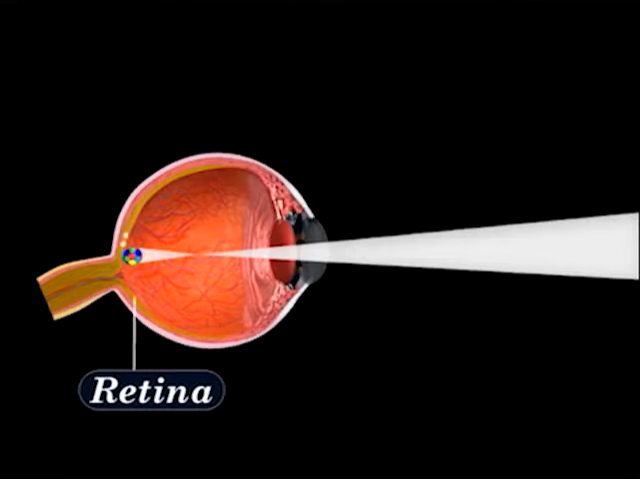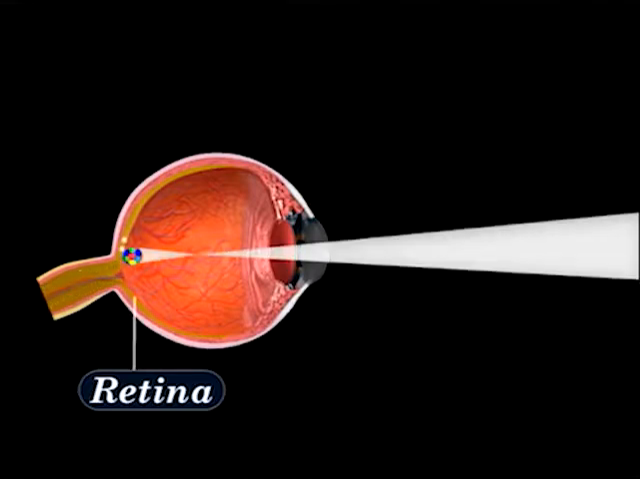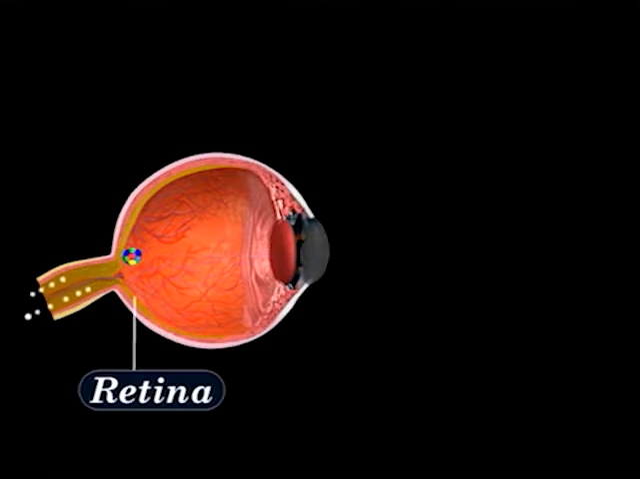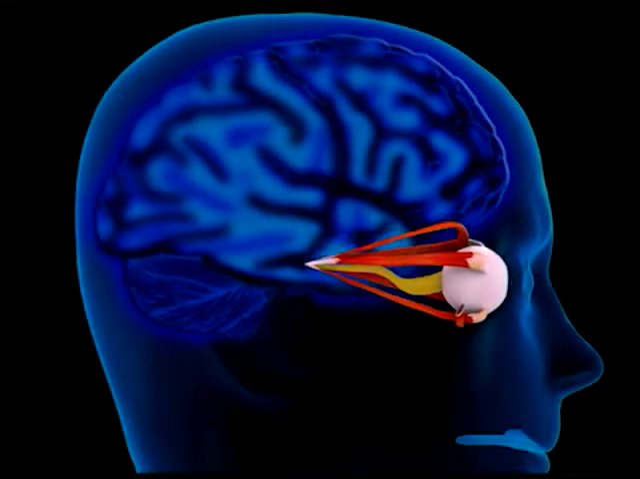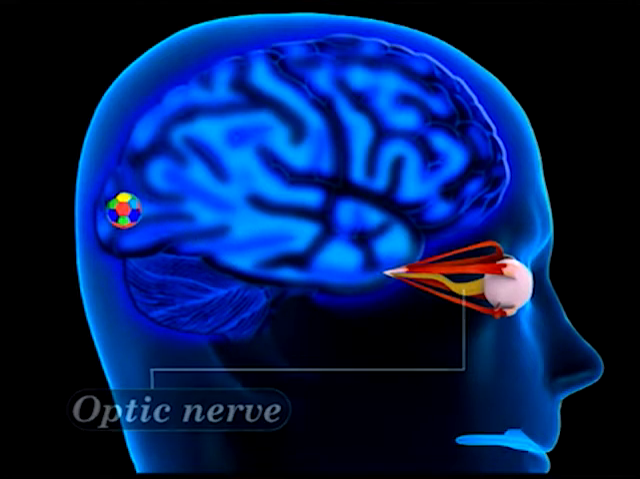The photoreceptors on the retina sense the light impulses and change them into electrical signals. From the nerve fibers present on the retina, these signals are sent to a nerve bundle that comes out of the back of the eye in the form of the optic nerve. The optic nerve sends the signal to the visual center present at the back of the brain.